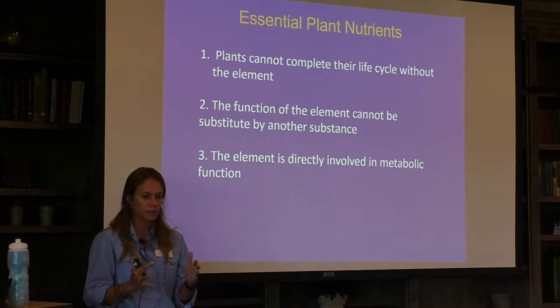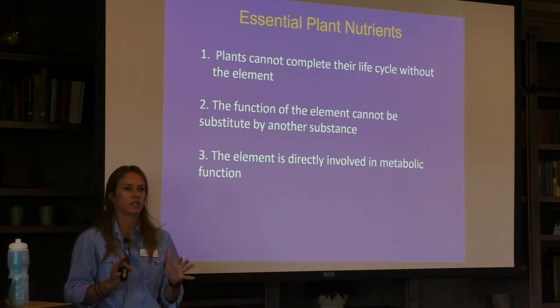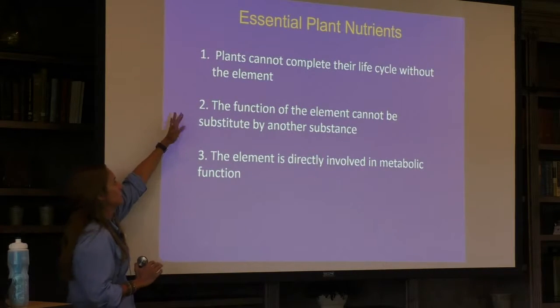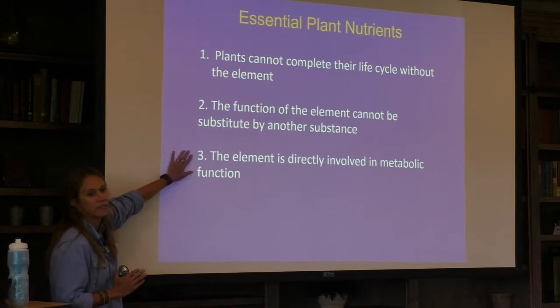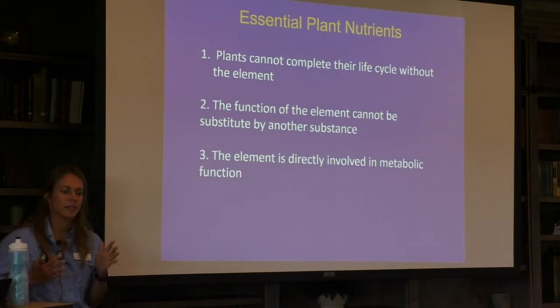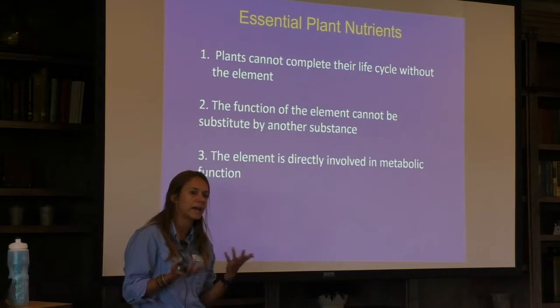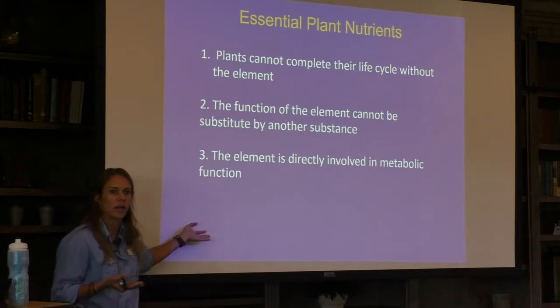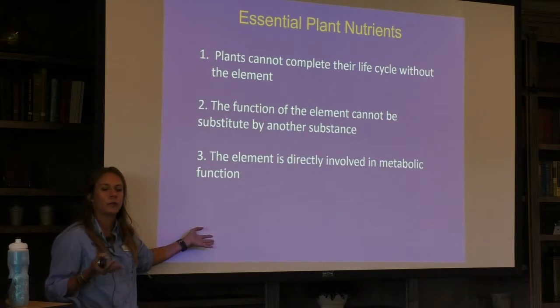So the first thing we need to learn is there are 17 essential elements, and they are considered essential because they meet these three criteria here. In other words, the plants cannot complete their life cycle if they're not present. That doesn't necessarily mean that they need to be added as fertilizer, but they need to be present. The majority of them come from the soil. Out of the 17, 14 come from the soil.